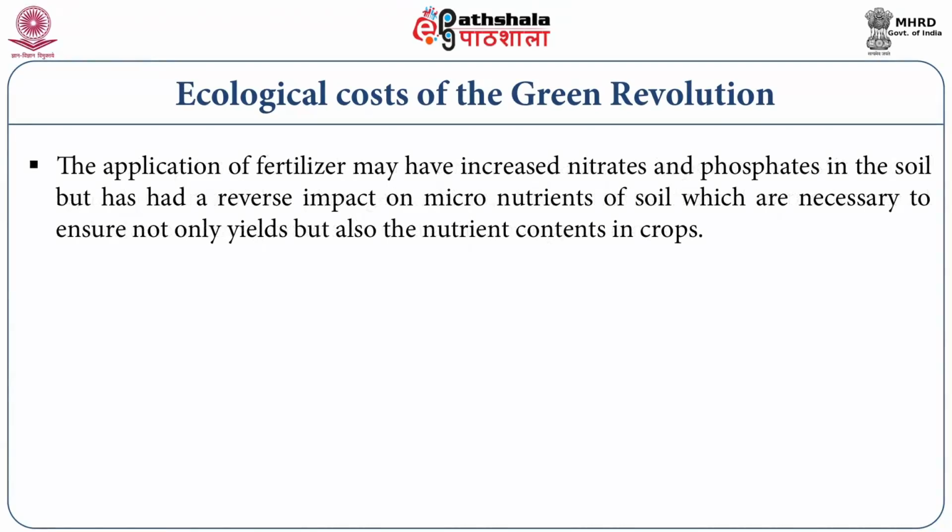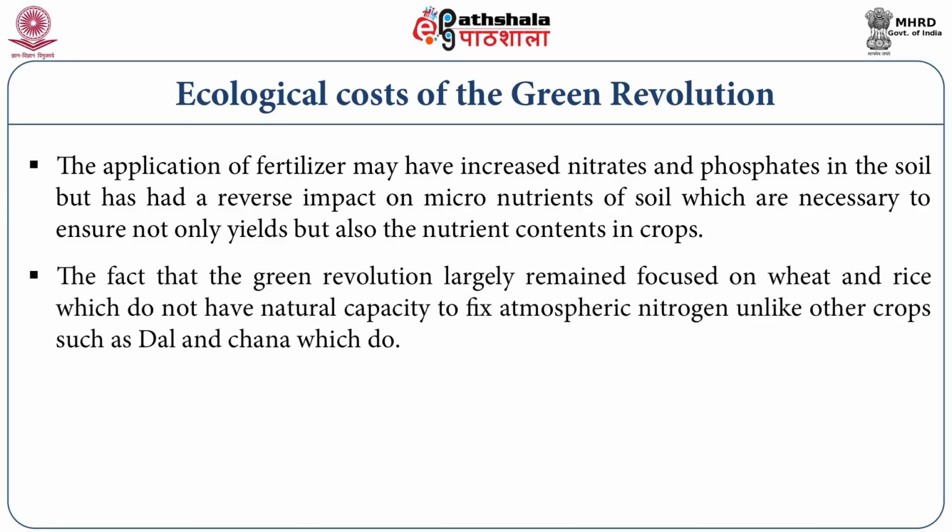The application of fertilizers may have increased nitrates and phosphates in the soil, but has had a reverse impact on micronutrients of soil, which are necessary to ensure not only yields but also nutrient content in crops. The Green Revolution largely remained focused on wheat and rice, which do not have the natural capacity to fix atmospheric nitrogen, unlike other crops such as dal and chana, which do. The environmental impacts of the Green Revolution are having their most damaging consequences at the turn of the century. At the forefront of these damaging consequences are the two states of Punjab and Haryana, which were touted as the success stories during the Green Revolution period.